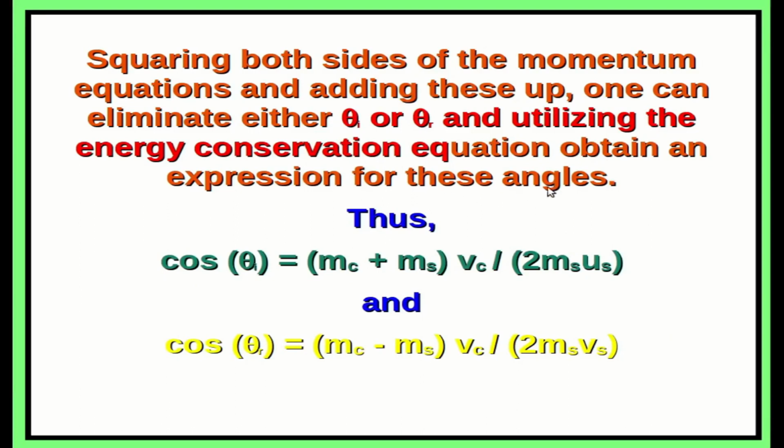So if we do this exercise, we will get the final results that cos theta I is equal to (mc plus ms) into Vc by 2 ms Us, and cos theta r is equal to (mc minus ms) into Vc by 2 ms Vs.